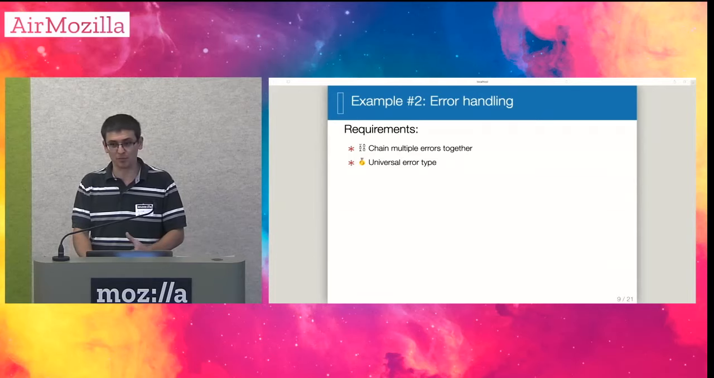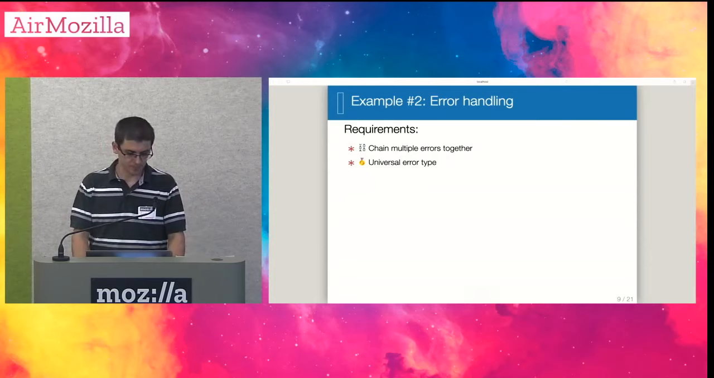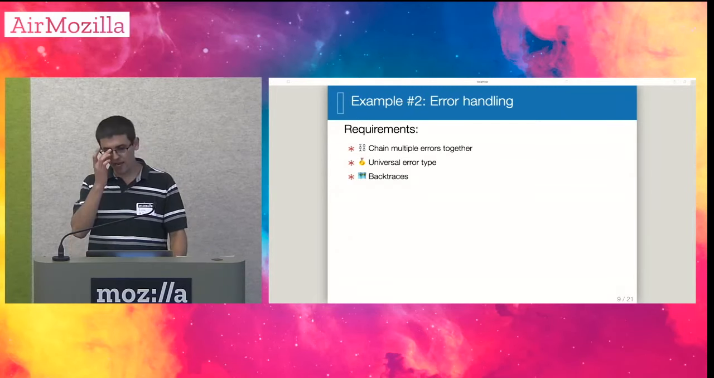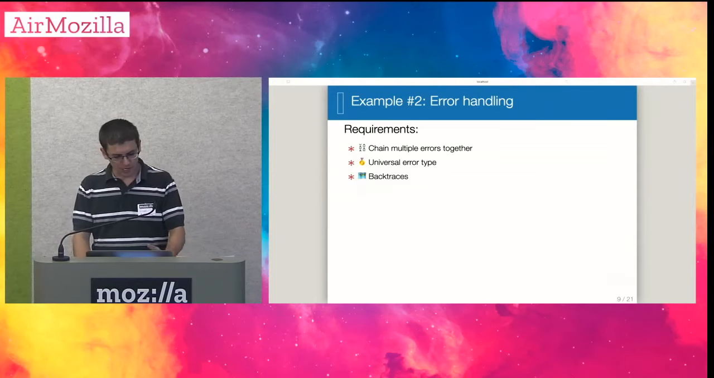So we needed some sort of error type which can package any possible error. Something similar to box of std error. You can use box std error for that. And then there was another requirement. It would be nice to have backtraces so you know where the error happened.